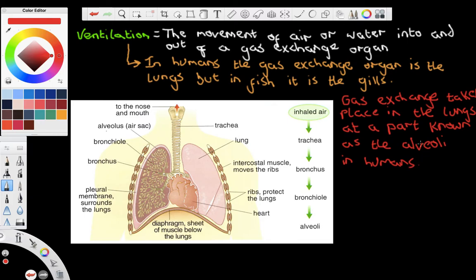But for now, all you need to know is that the movement of air or water in and out of a gas exchange organ is known as ventilation. In humans, the gas exchange organ is the lungs, but in fish it's the gills. Gas exchange takes place in the lungs at a part known as the alveoli in humans.